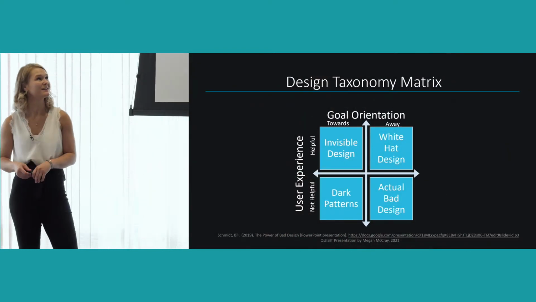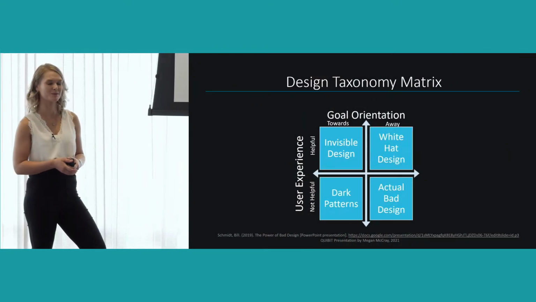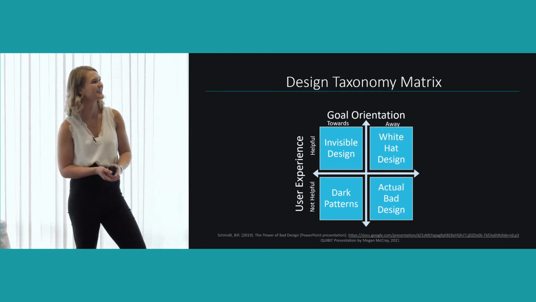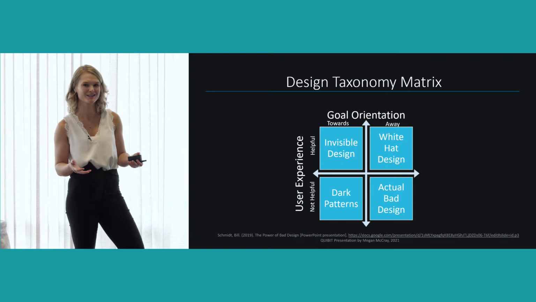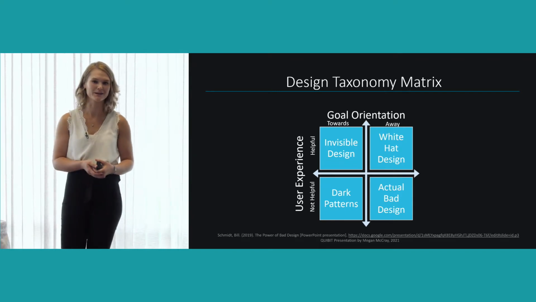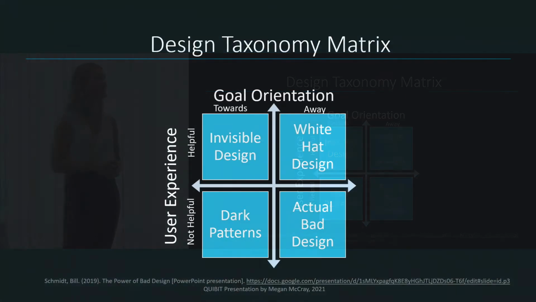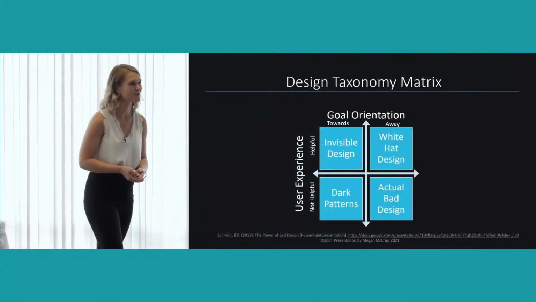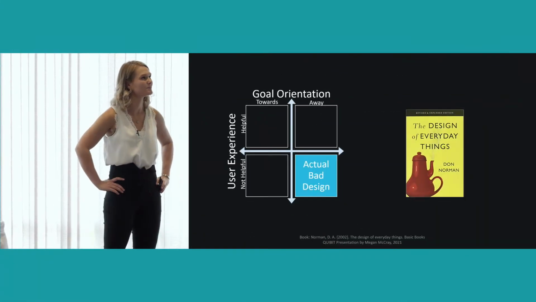All right, we have a design taxonomy matrix that was passed along to me by one of my mentors. With his approval, I've included it. Just to orient you to the matrix, on the left-hand side, we have user experience, broken into helpful and not helpful. Across the top, we have goal orientation, and so the process or device would move you either towards or away from a goal. Okay, I'm going to break it down into its quadrants, starting in the bottom right-hand corner.